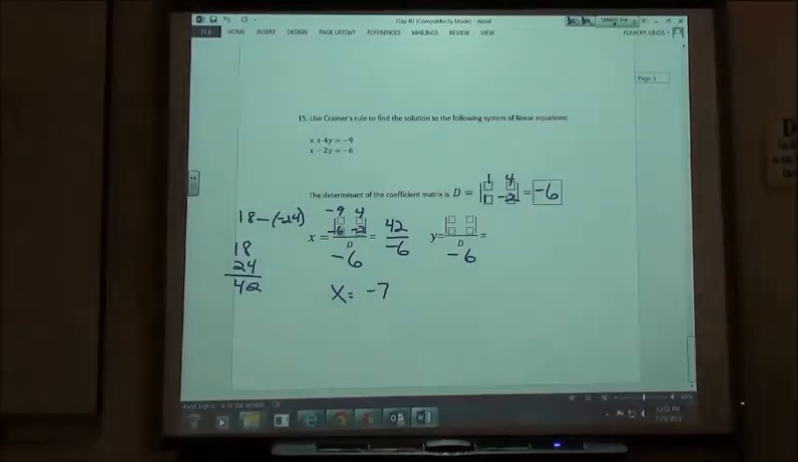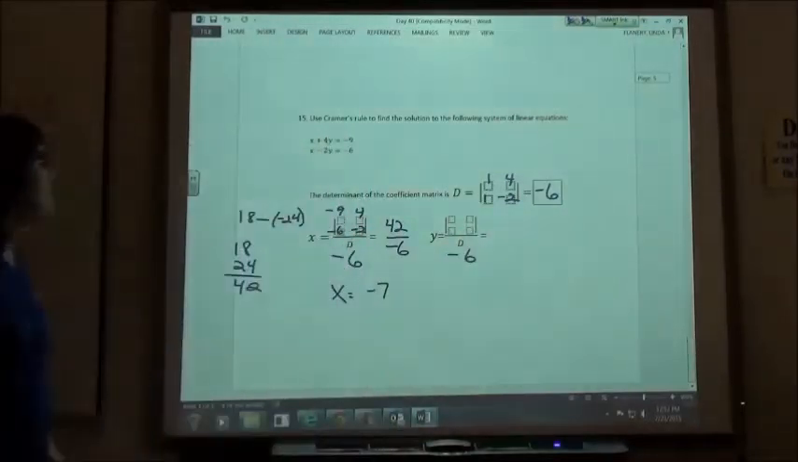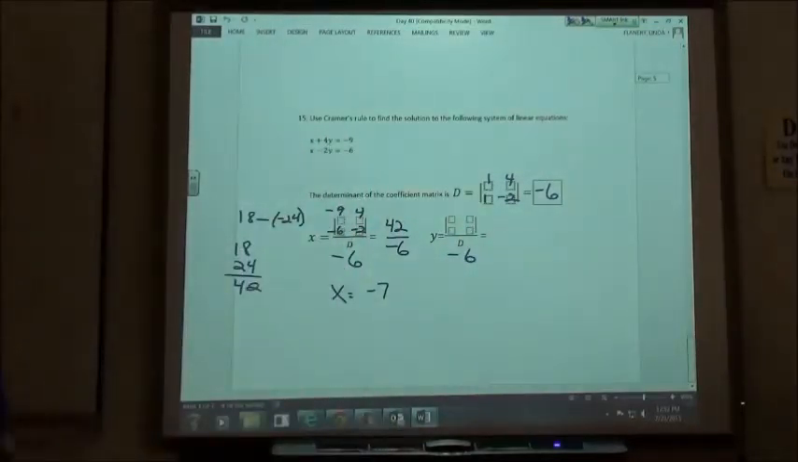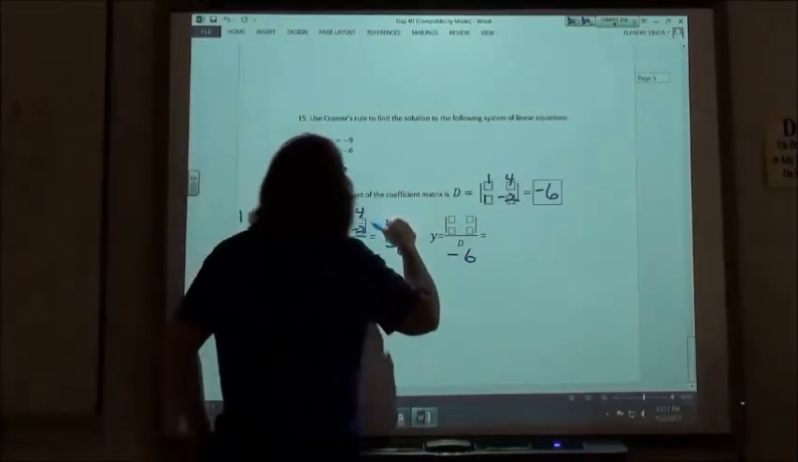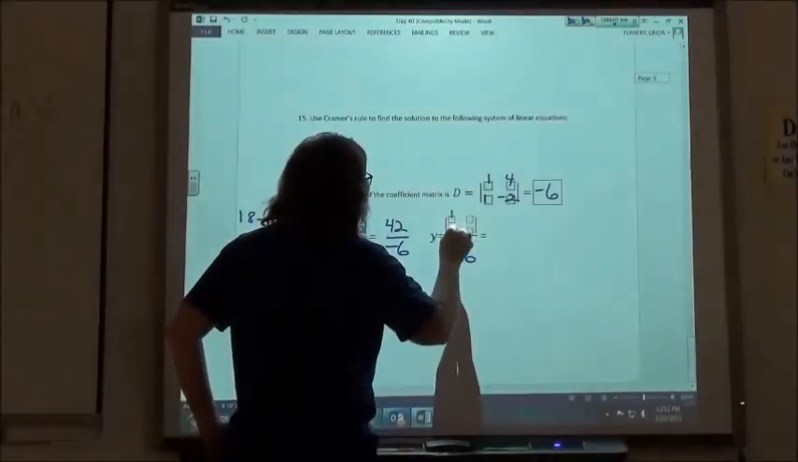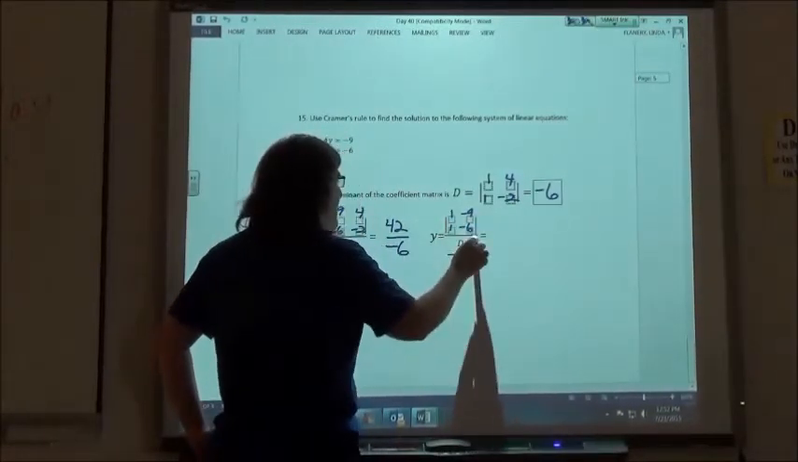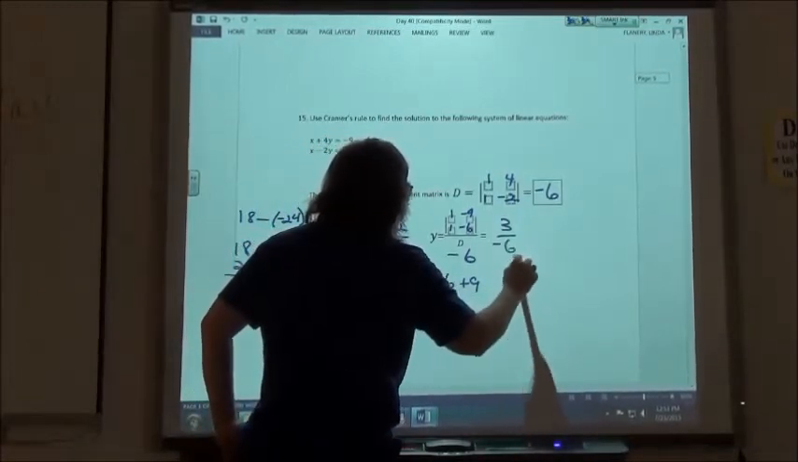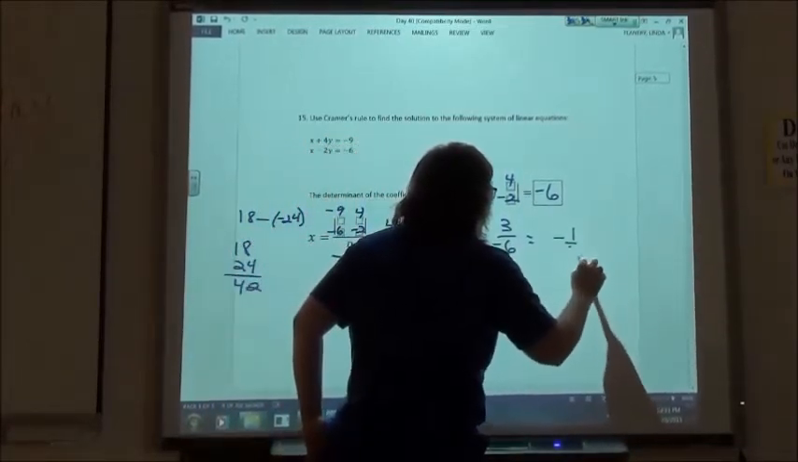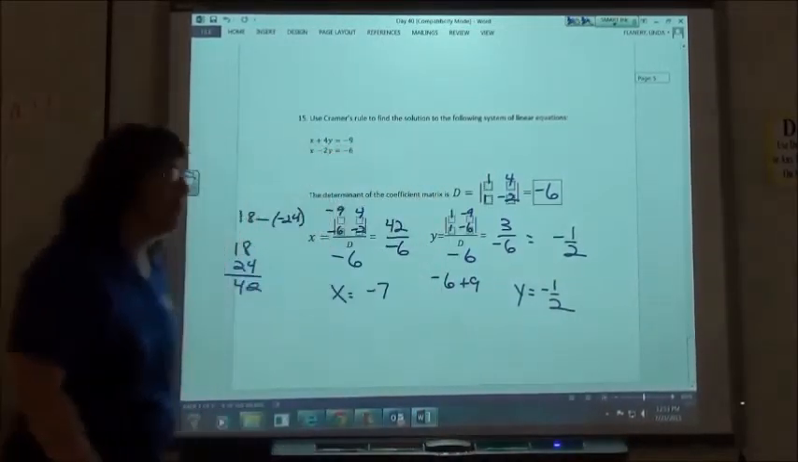She says sure. All right, let's check y. What's my determinant on y? 1, 1, negative 9, and negative 6. So I'm going to have negative 6 plus 9, which is 3. 3 over negative 6. y must be negative 1/2 then, huh?